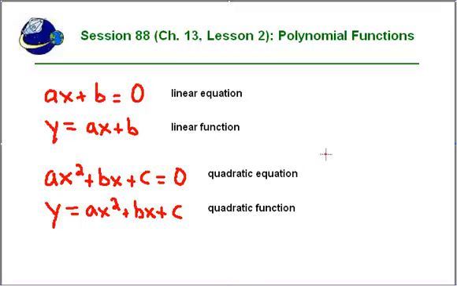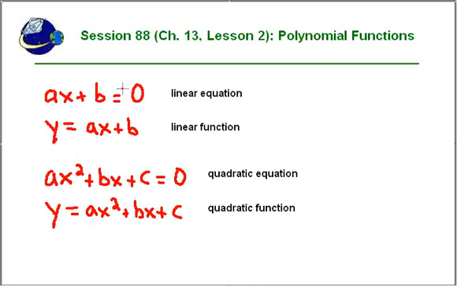Here in session 88, polynomial functions is what we're going to be looking at and actually graphing here. Just as a quick review, what we have here is a linear equation in standard form, ax plus b equals 0. In our second example, what we have is a linear function. We still have our ax plus b on one side of the equation, but instead of a 0 on the other side, we've inserted a second variable y. And remember, what this does now is this second variable y is dependent upon this first one, x, and as x changes, so does y. There's a relationship between the two.